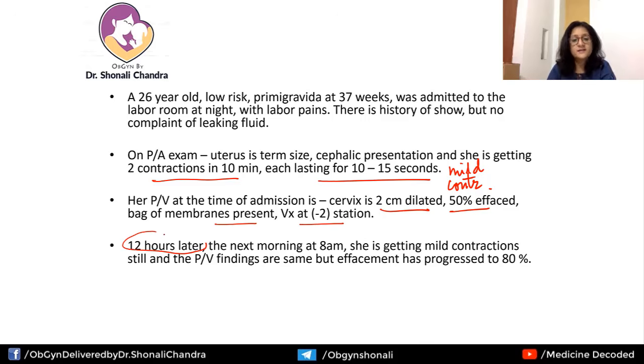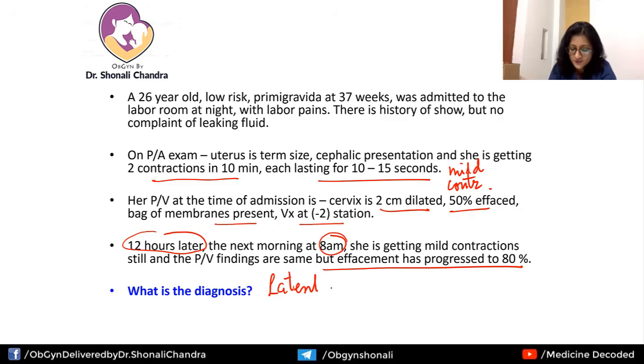12 hours later, the next morning at 8 a.m., she is still getting mild contractions, right? The PV findings are the same, but the effacement has progressed to 80%. So more or less, her PV findings are the same. There is no measurable change, just that the effacement has progressed. What is the diagnosis? She is still in the latent phase of her labor.